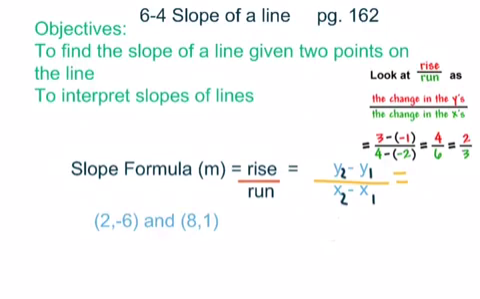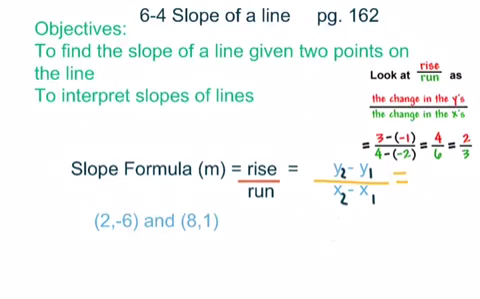Hello, today we're on 6-4, slope of a line on page 162 in your purple book. Our objectives here are to find the slope of a line given 2 points on the line, and then to interpret slopes of lines, which are pretty basic. Alright, we're going to use the slope formula today.